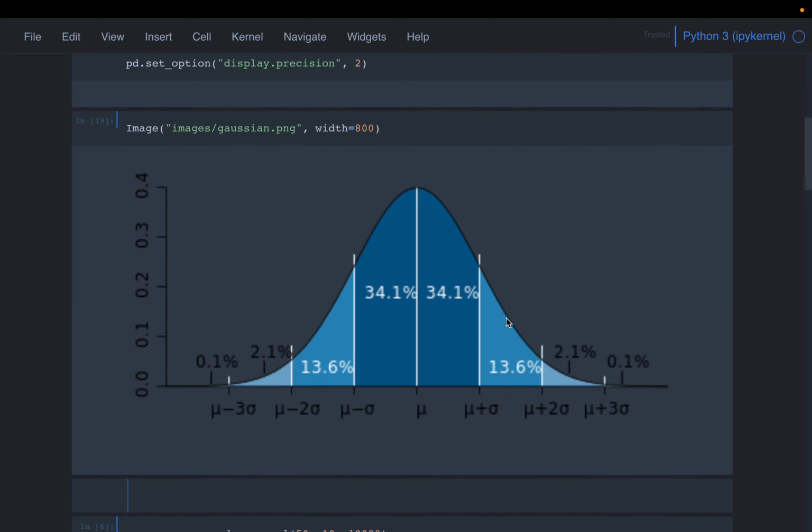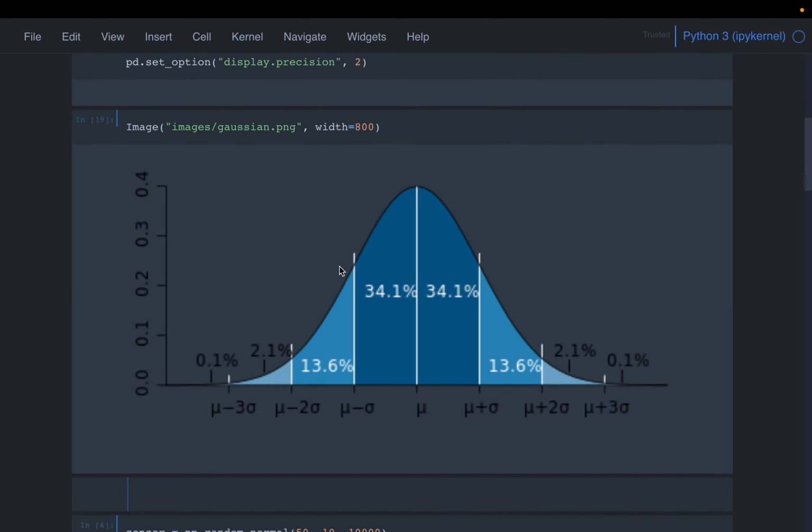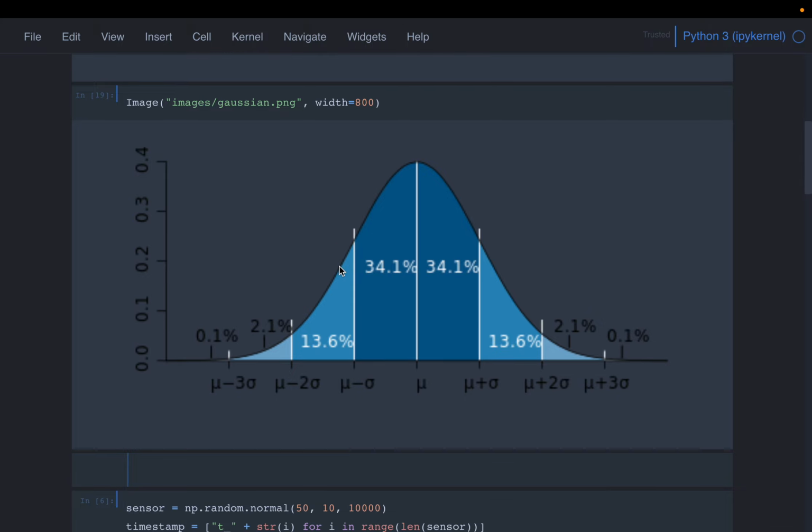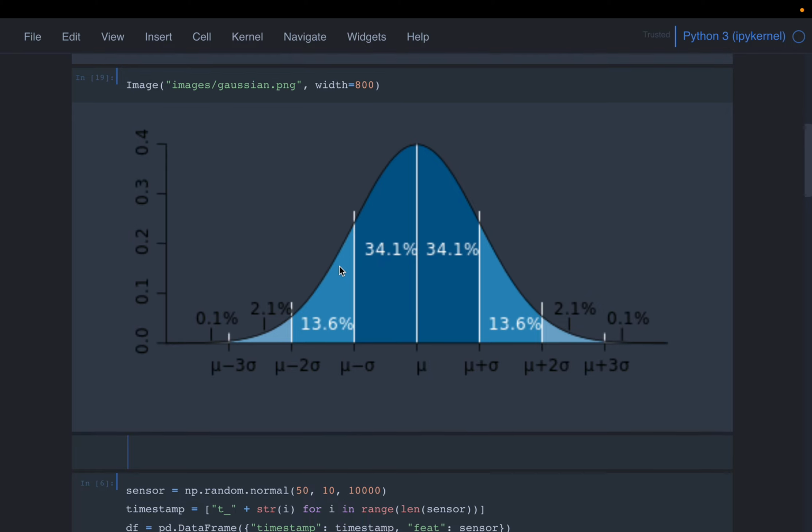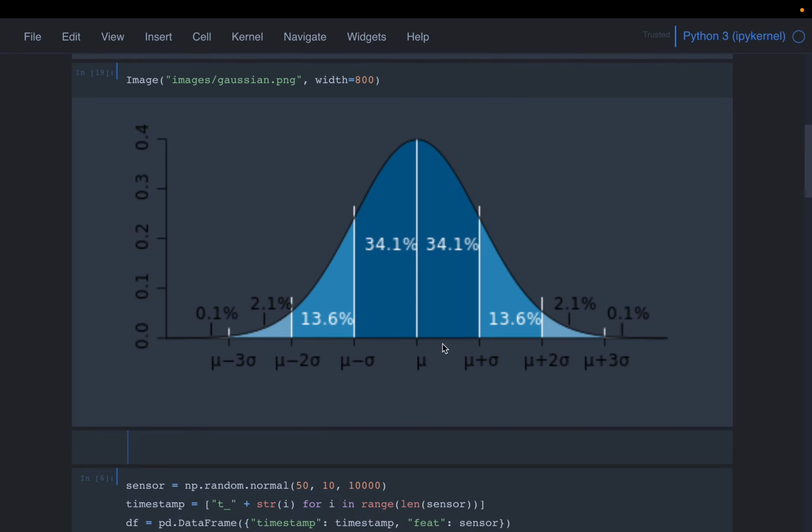Okay, here is a Gaussian distribution image from Wikipedia. So the Gaussian distribution or normal distribution is represented by two values, mean mu and standard deviation sigma. So using these two values, we can generate a normal or Gaussian distribution. Now, there are certain distribution rules this data follows.